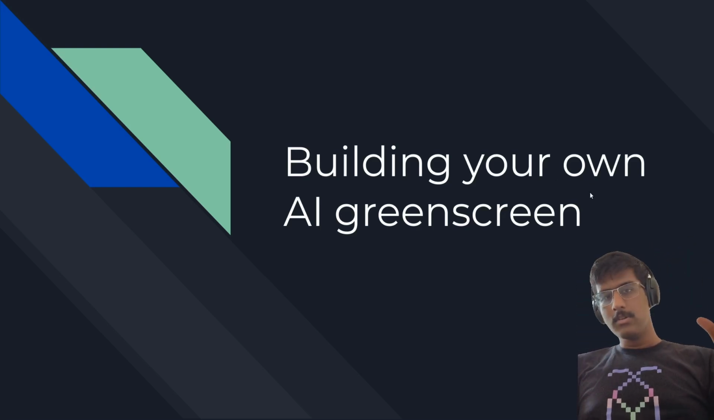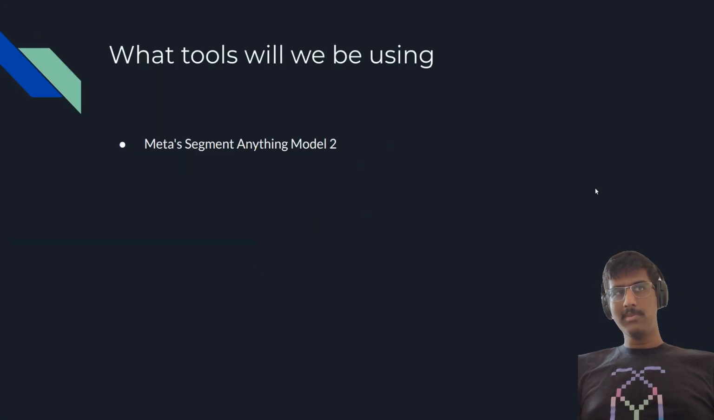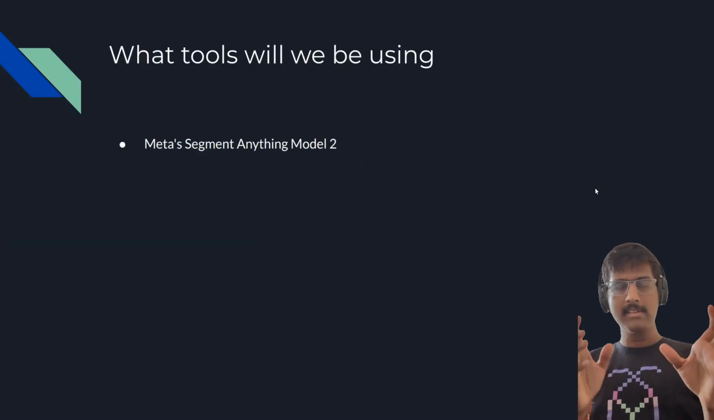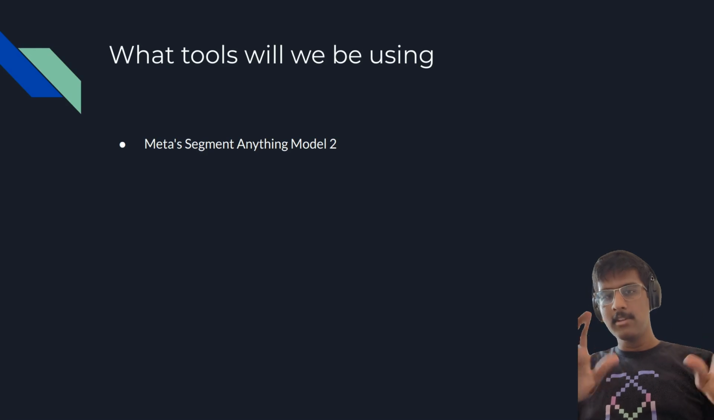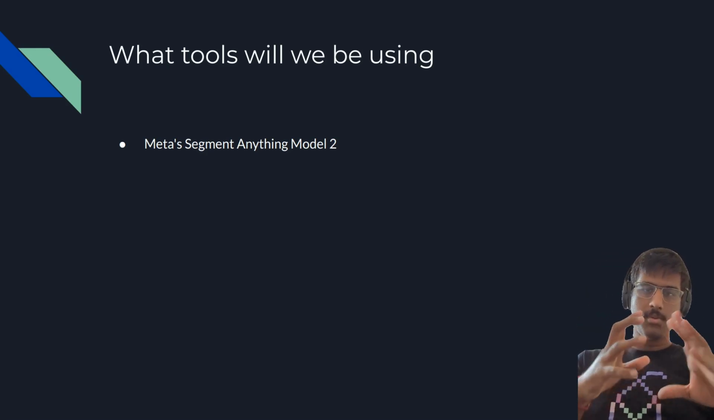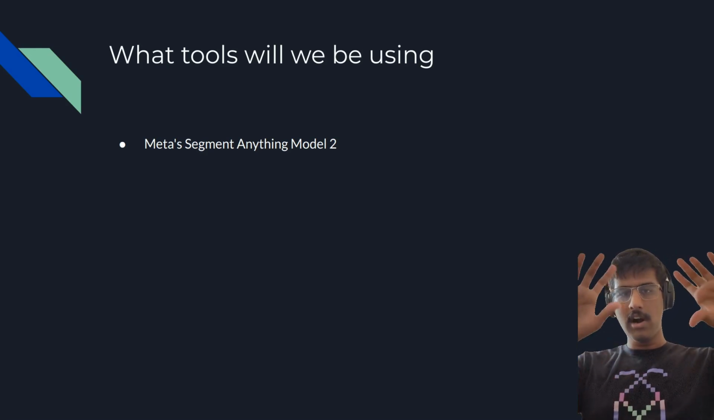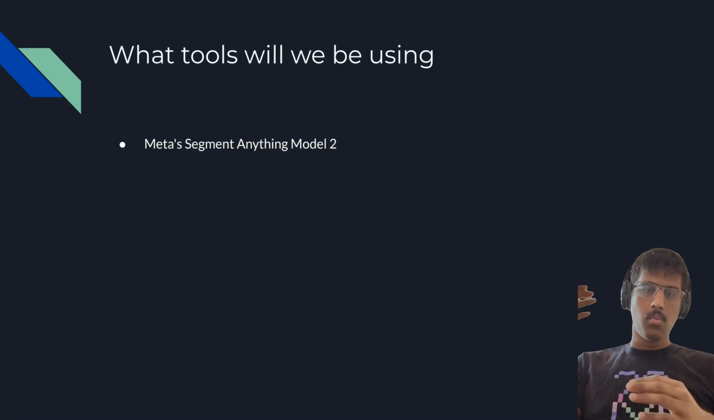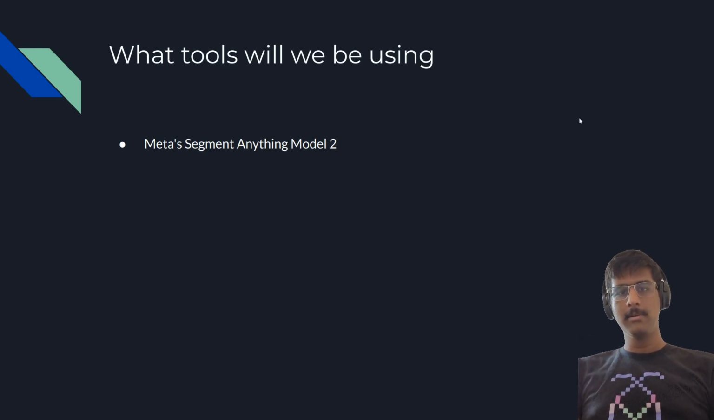So, before we begin, what tools will we be using? We'll be building this off of Meta's Segment Anything model, or SAM2. We're just going to be using this model to automatically detect what are the things we want to keep and what are the things we don't want to keep.